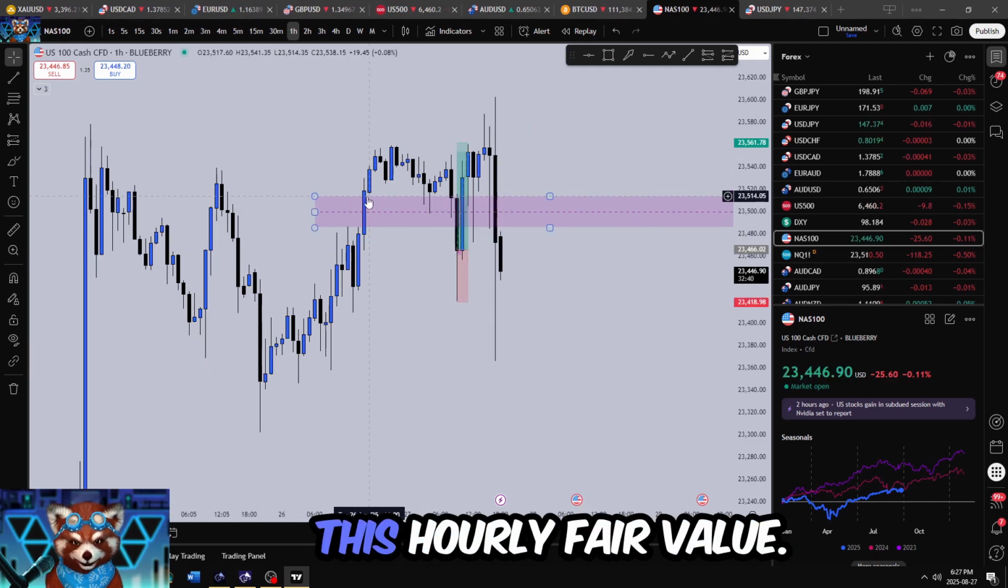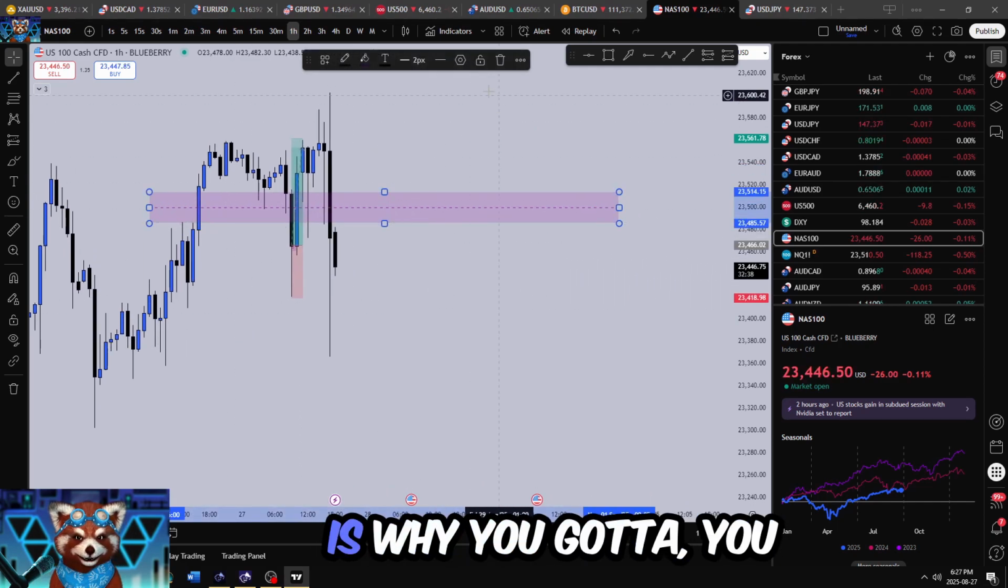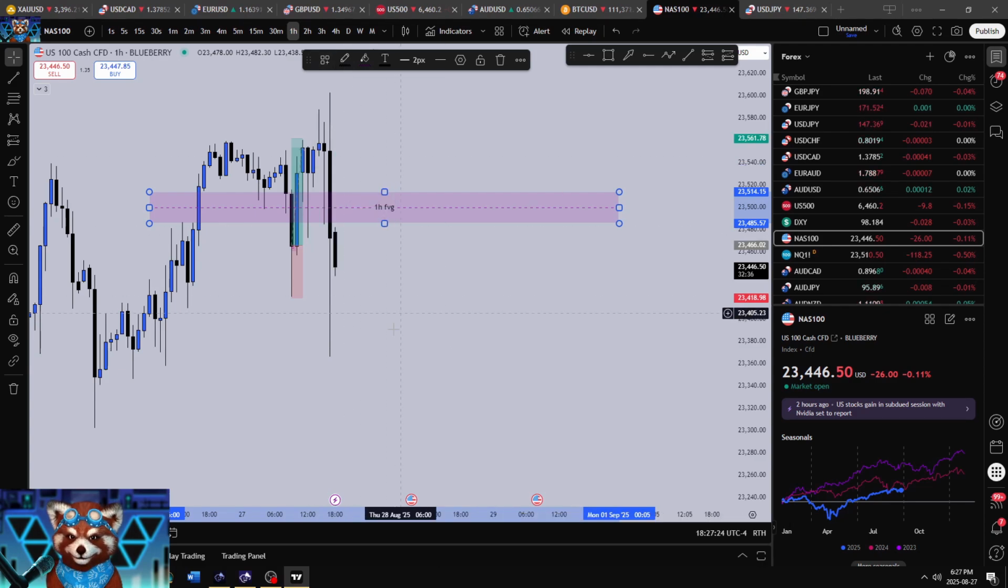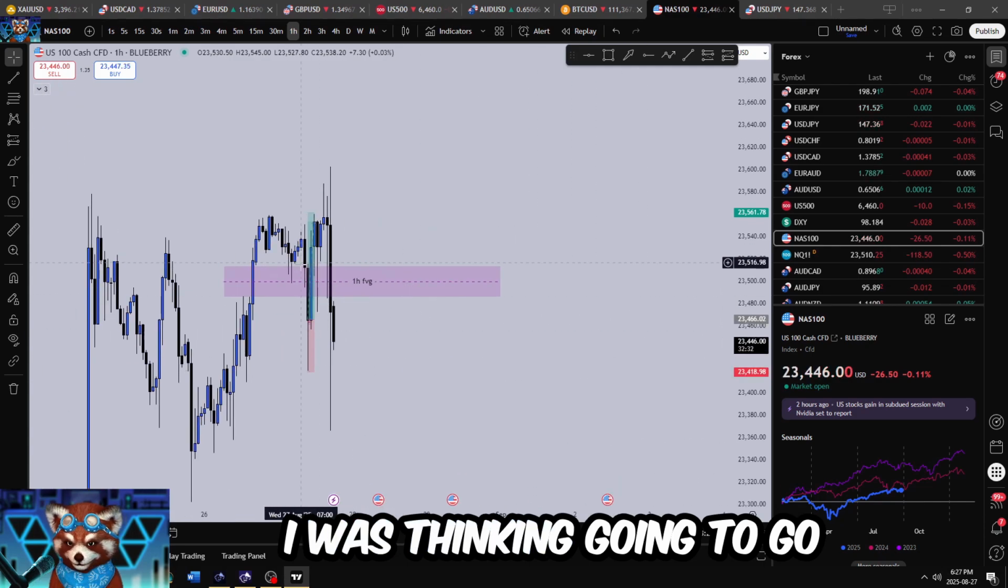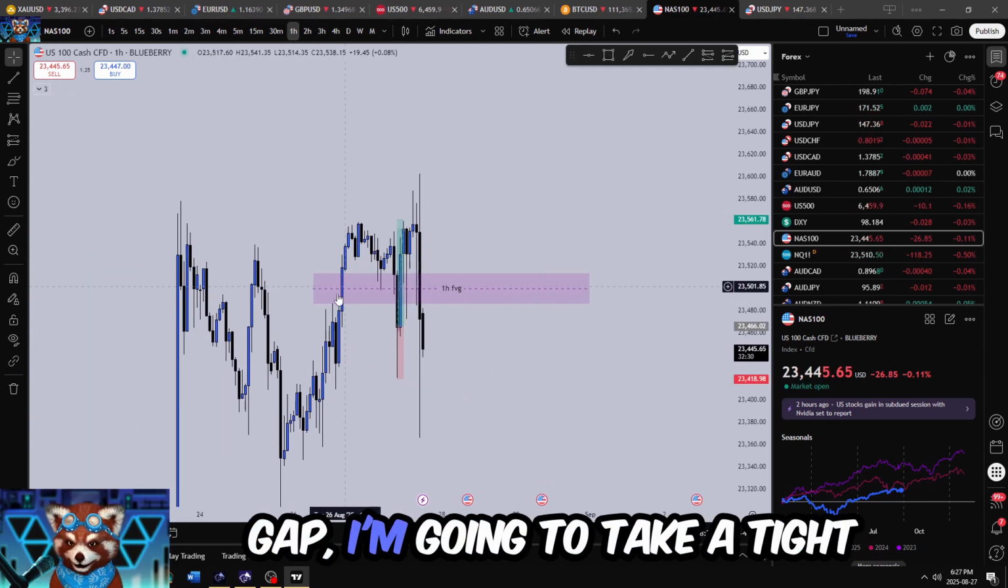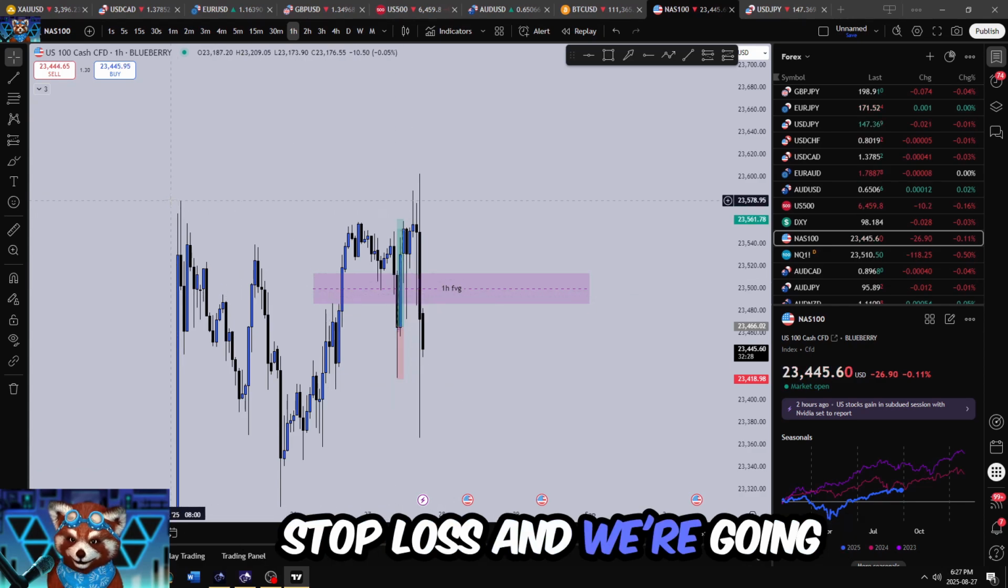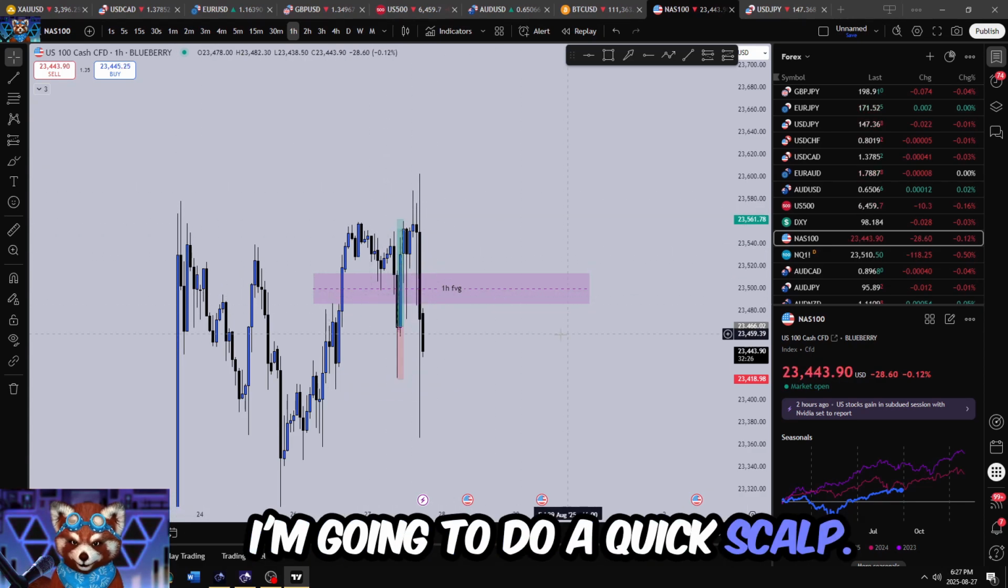Right, there was this hourly fair value gap. See, this is why you gotta mark things off. We had this 1 hour fair value gap. I was thinking we're gonna go into the 1 hour fair value gap, take a tight stop loss, and target these highs. I'm gonna do a quick scalp.